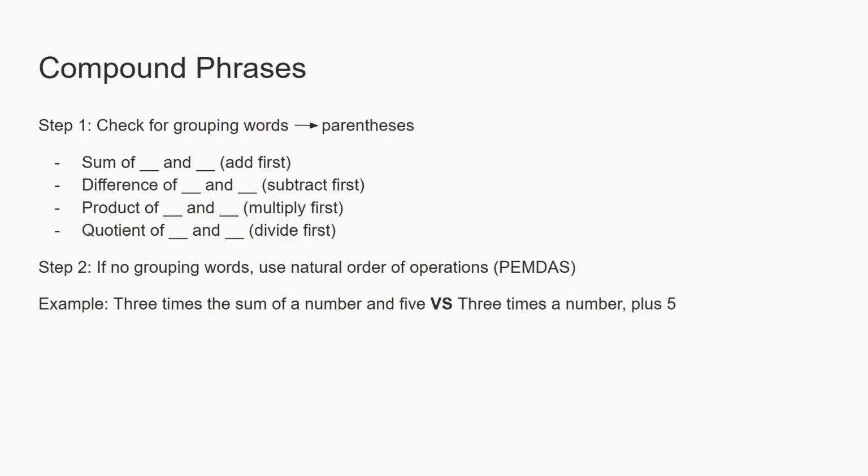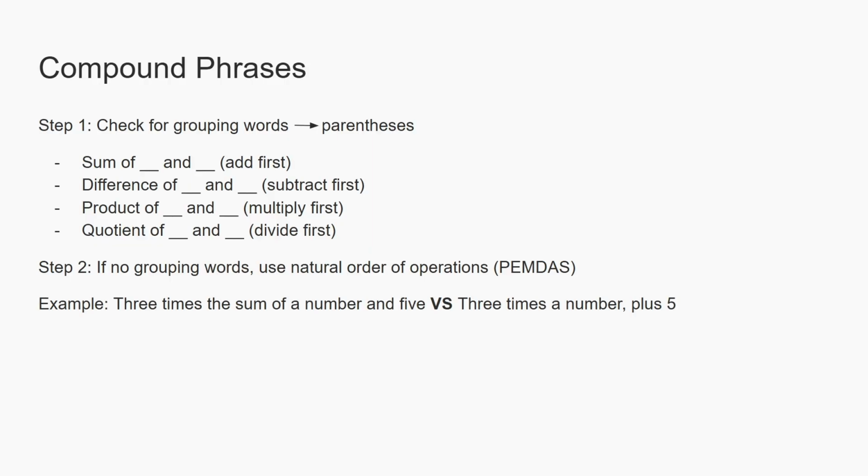If there are none of these grouping words, that means we go to step 2, which means we use the natural order of operations, which is PEMDAS. P is parentheses, E is exponents. M and D go together. M is multiplication, D is division. And A and S go together. A is addition, and S is subtraction. Below we have an example that we can compare and contrast when we need parentheses and when we don't.